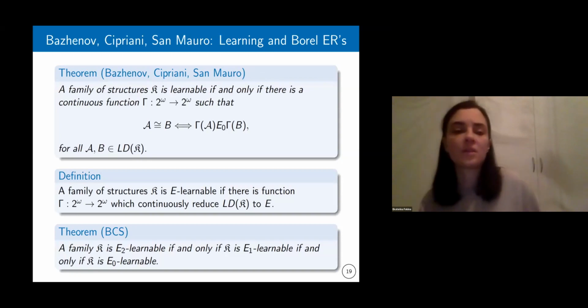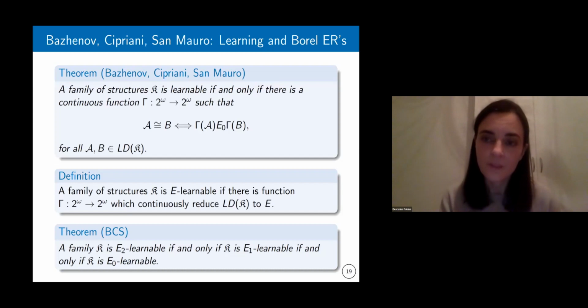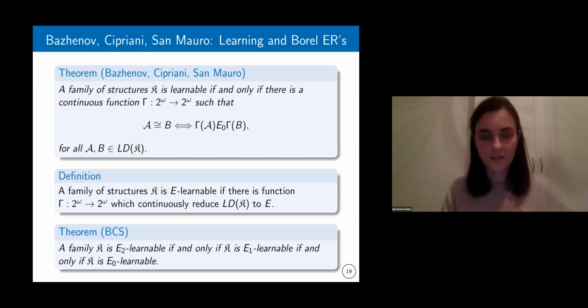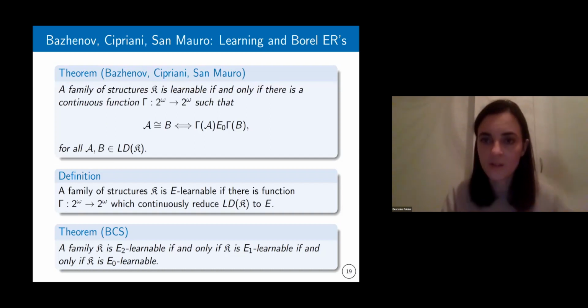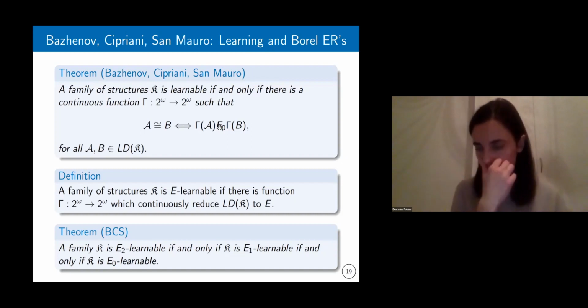Okay, so before I go to other notions of learning, let me just mention a nice result that characterizes this kind of learnability from another point of view. It connects this InfEx learnability to descriptive set theory. This is a new result by Bazhenov, Cipriani, and San Mauro. They prove that a family of structures is learnable in this setting that I described if and only if there exists a continuous function that reduces the isomorphism relation on isomorphic presentations of structures from K to the relation E0 of eventual equality.